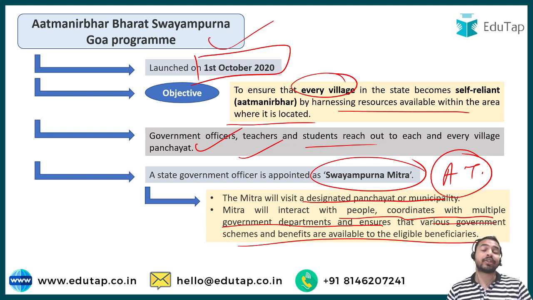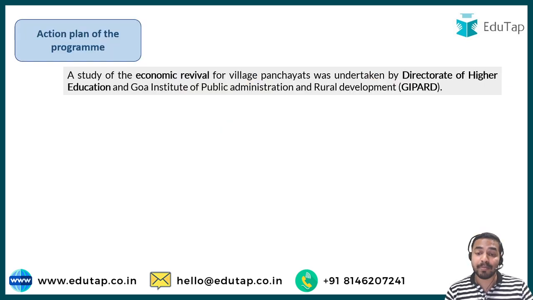And the statement mentioned in the question said that the Swayam Purna Mitra will interact with the people and coordinate with the multiple government departments of different states. But this is not the scenario. He will only coordinate with the multiple government departments of that particular state, and he will ensure that the various government schemes and benefits are available to the eligible beneficiaries.